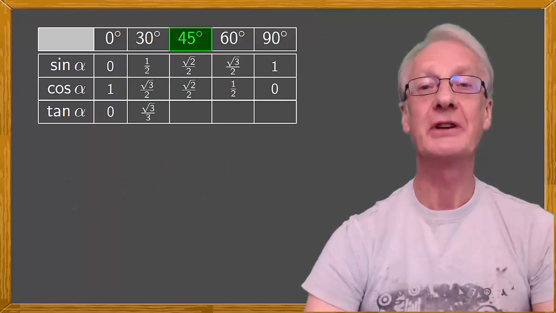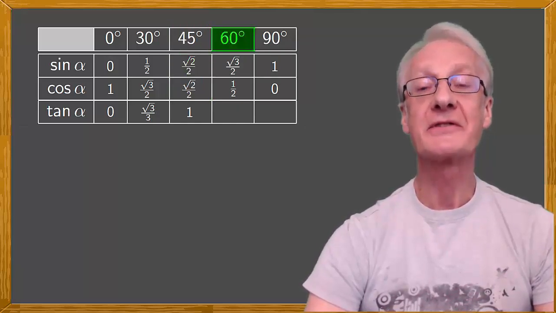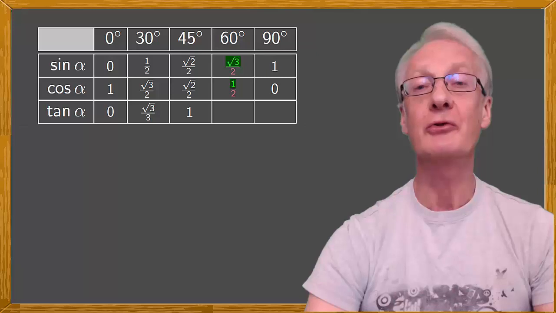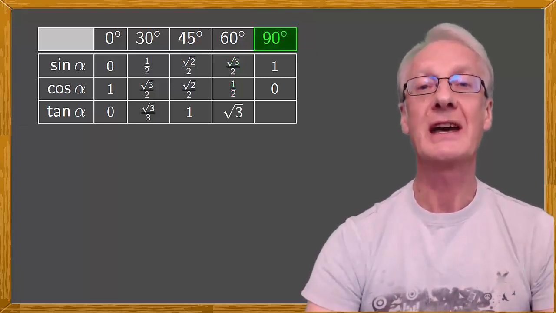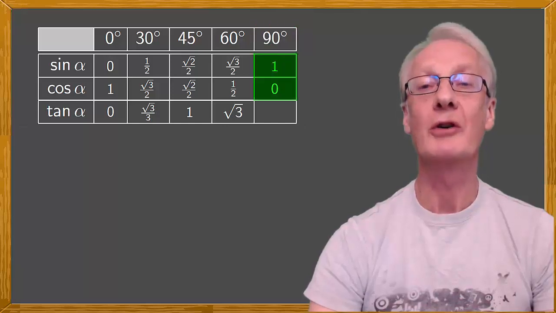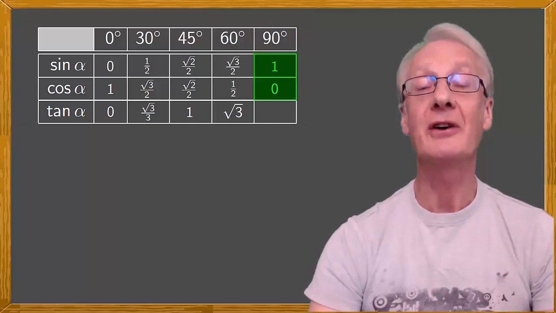For the tangent of 45 degrees, anything divided by itself is 1, so tan 45 degrees is 1. For the tangent of 60 degrees, we've got root 3 over 1, which is just root 3. Finally, for the tan of 90 degrees, we have 1 divided by 0, but dividing by 0 is undefined.